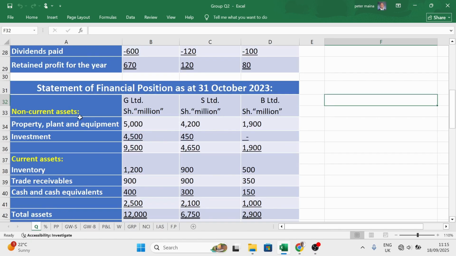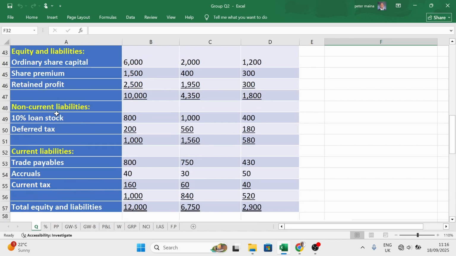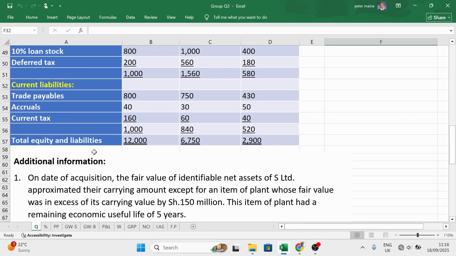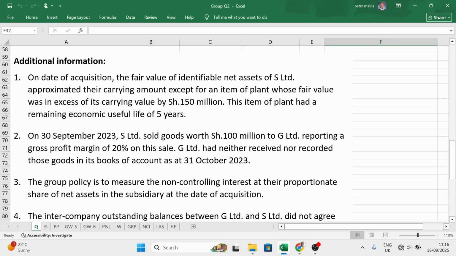We have retained profit for the year. Below that, we have the statement of financial position as at 1st October 2023 for the three companies, G Limited, S Limited, and B Limited. So you have the non-current assets, the current assets, equity and liabilities, non-current liabilities, current liabilities, and then we have the additional information.